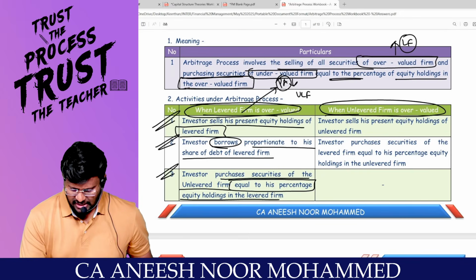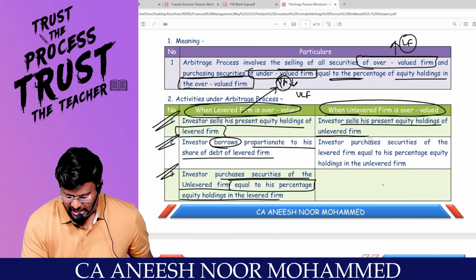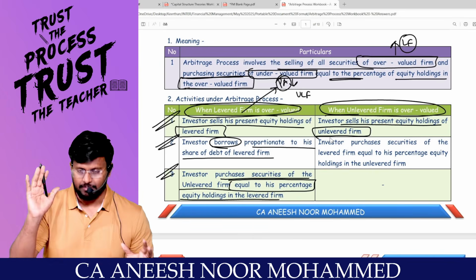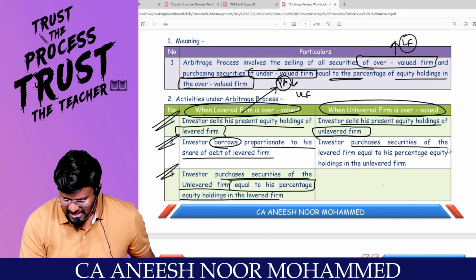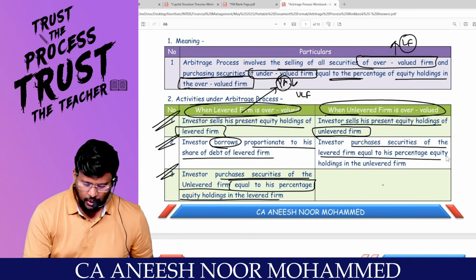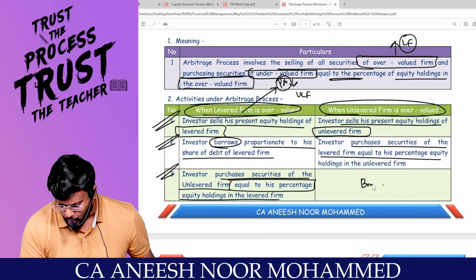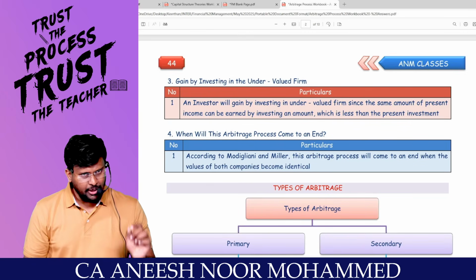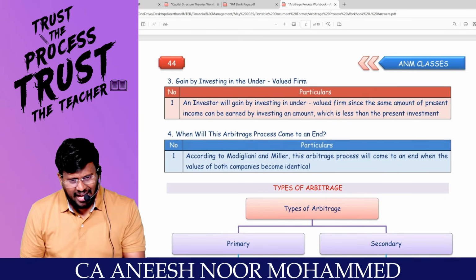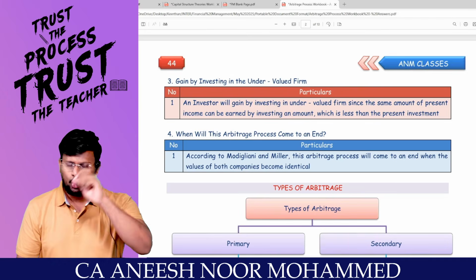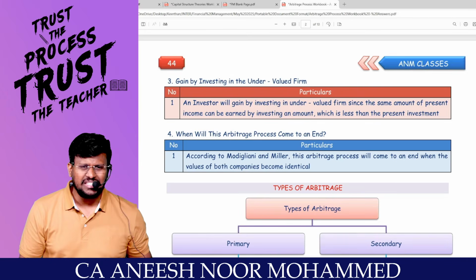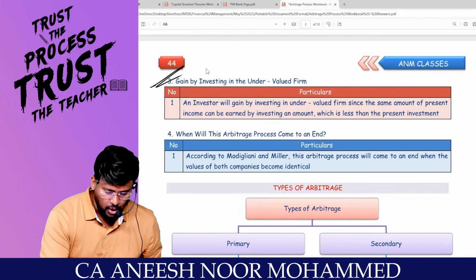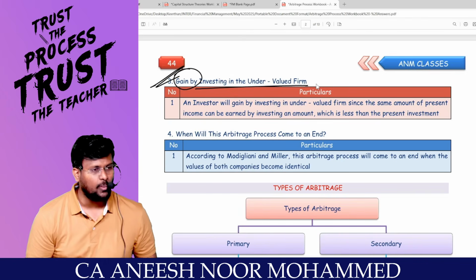But here, sir, the investor sells his present equity holding of the what firm? Unlevered firm equity. And the investor purchases securities of the levered firm equal to his percentage. Here there is no need to borrow. So because of shifting from the overvalued firm to the undervalued firm, the investor will be having some excess money in his hand. Are you really with me? That is called gain by investing in the what valued firm.